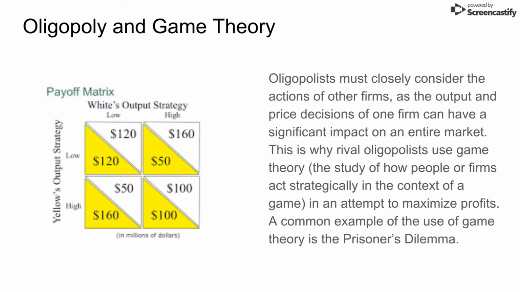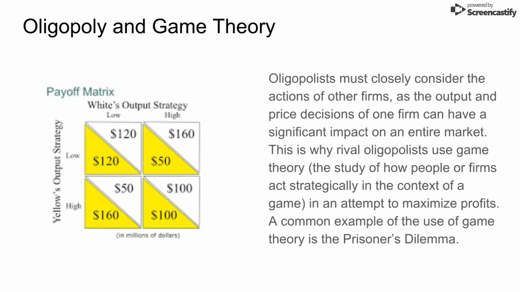Oligopolists must closely consider the actions of other firms, as the output and price decisions of one firm can have a significant impact on the entire market. That is why rival oligopolists use game theory, the study of how people or firms in this case act strategically in the context of a game, in an attempt to maximize profits. A common example of the use of game theory is the prisoner's dilemma.